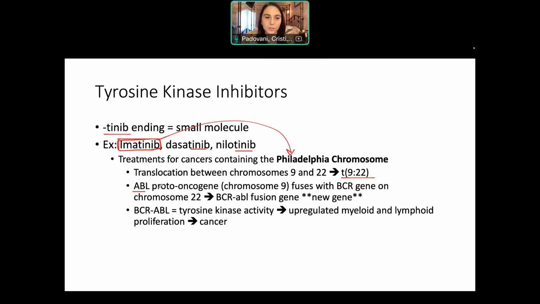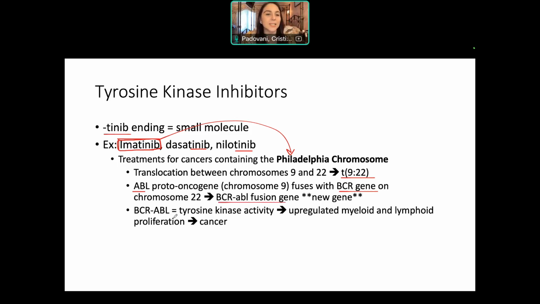I talk about proto-oncogenes also in one of the oncology lectures in the HEMONC section. But regardless, ABL is a proto-oncogene. It's on chromosome 9. And then it's going to fuse with BCR on chromosome 22. So we get chromosome 9, which has ABL on it, and chromosome 22, which has BCR on it. These guys are going to fuse. And now we made a totally new gene. It's a fusion of BCR and ABL. Okay? So this is a brand new gene.